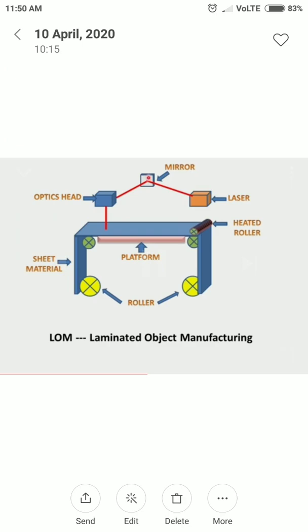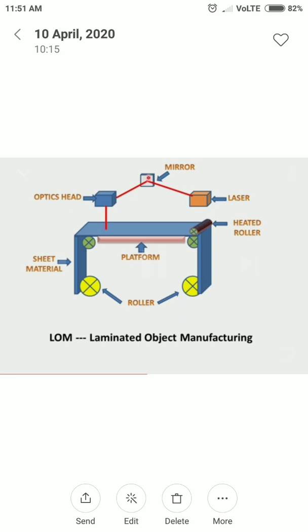The main role of the optics head is that it gives direction to the light. The laser light comes from the laser source through the mirror, then the optics head gives the directions for the cut. As per the dimensions, whatever size of sheet metal you want, that size of sheet metal is cut with the help of the optics head. So this is the main diagram of laminated object manufacturing.